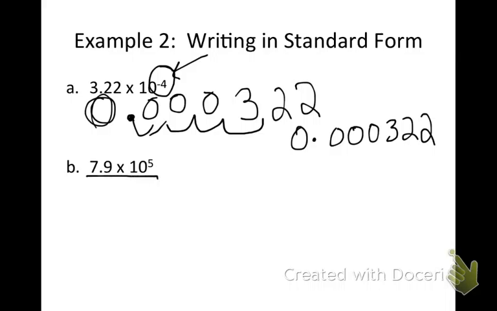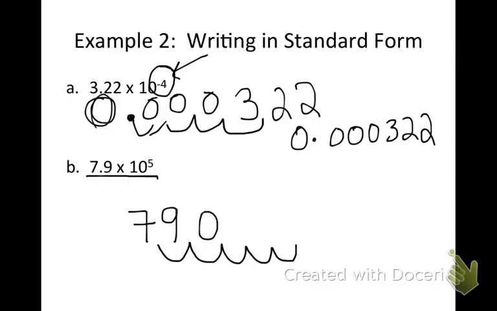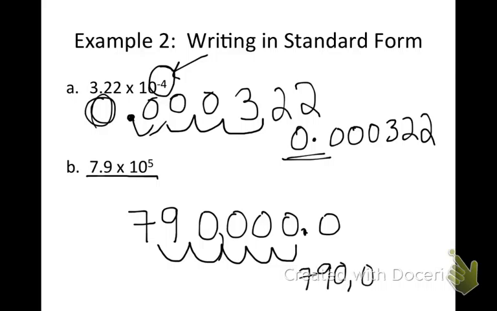Now in example B, I'm times 10 to the 5th, which is to the positive. So I know I need to make a bigger number. So here's my 7.9. I need to move my decimal 5 places. So that's 1, 2, 3, 4, 5. I'm going to add my zeros into those loops. Put my decimal at the end. I can put a 0 at the end if I want to keep a place, but I don't have to. It's not as much as in the front. And I'm going to add my commas so that I can recognize what my final answer is. My final answer is 790,000. So now you're going to try some of these on your own.